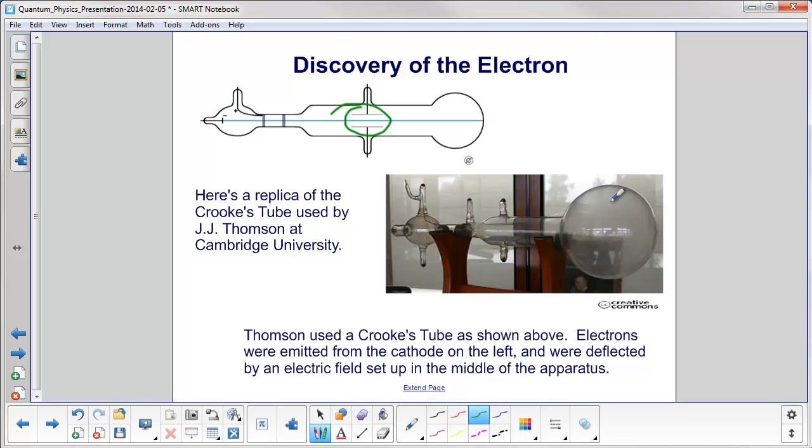Here's what it looks like in real life. Here's the dome, and on this dome is where you have the fluorescent material so you can see where the electrons hit.